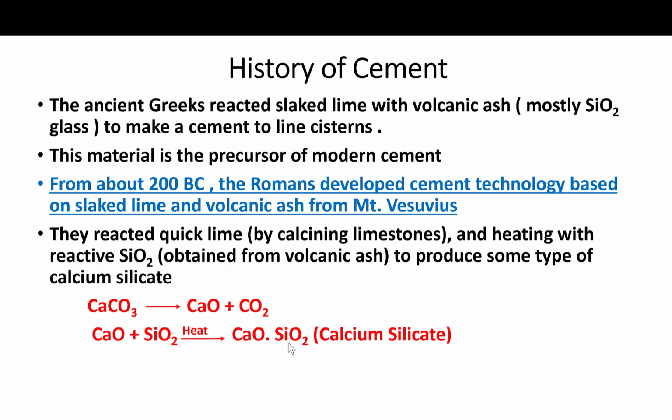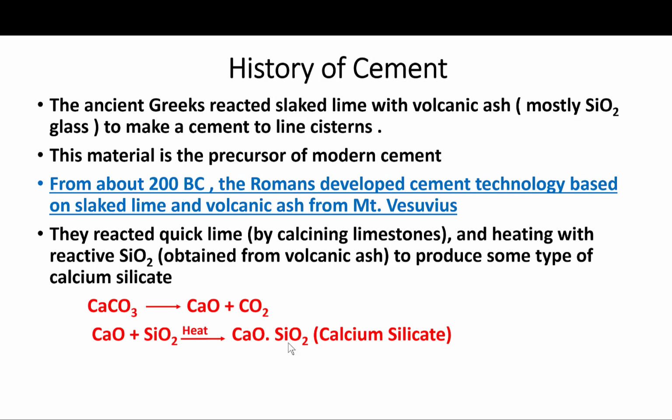So the ancient Greeks at some point in time reacted slaked lime with volcanic ash, mostly glassy silicon dioxide, SiO2, to make cement to line cisterns and some water holding structures of that sort. This material basically is the precursor of modern cement.